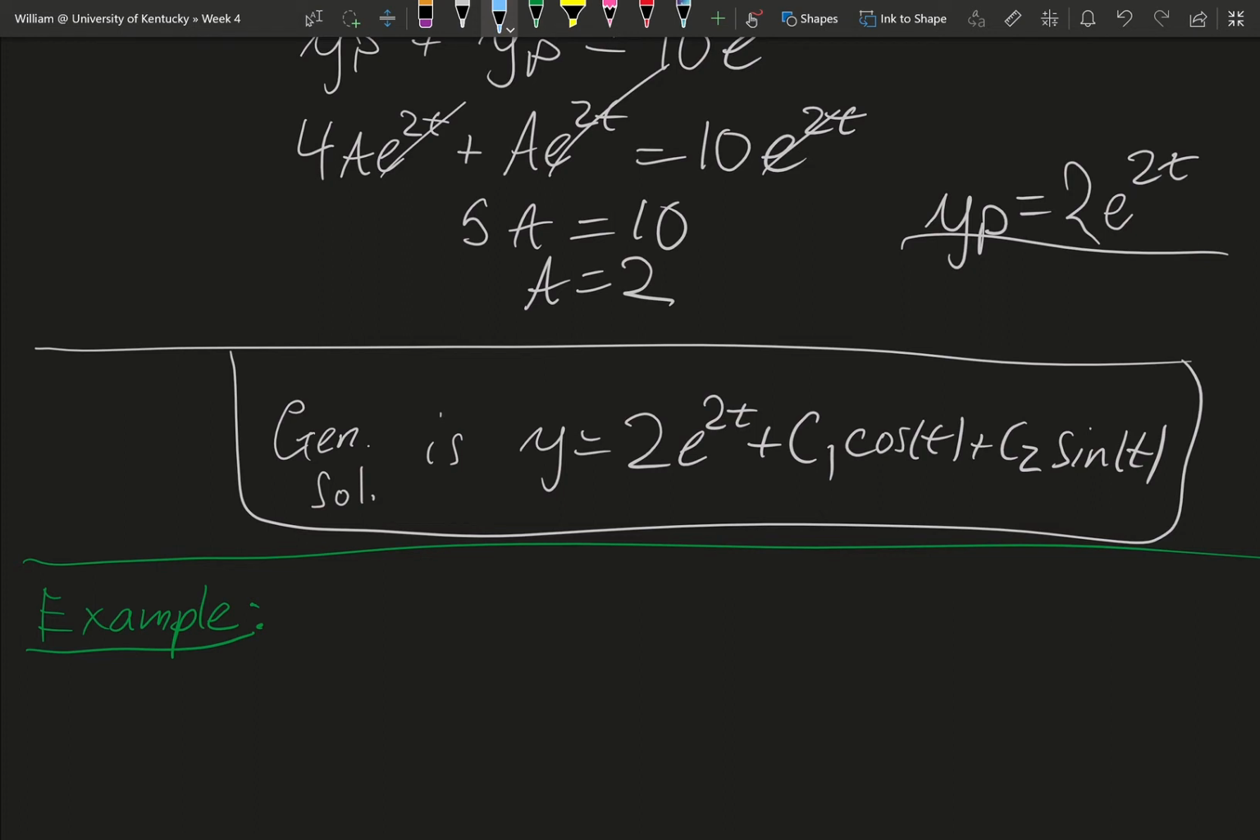Let's do one more example, and then I will discuss sort of how we're going to get our guesses in general, at least our first initial guesses.